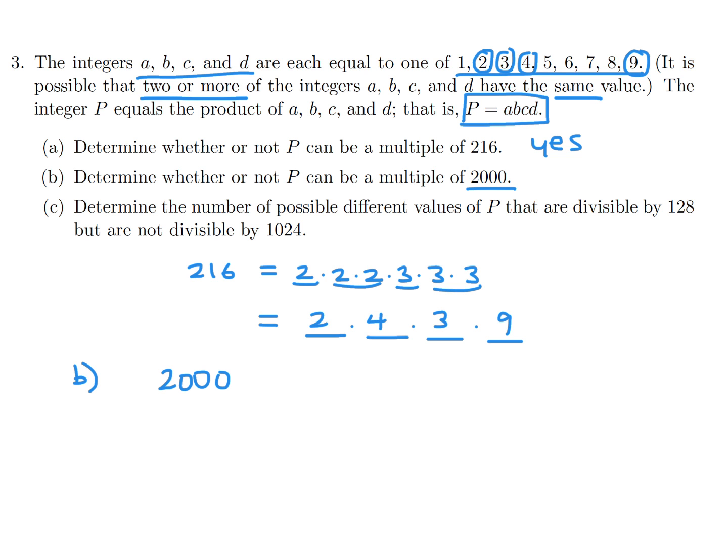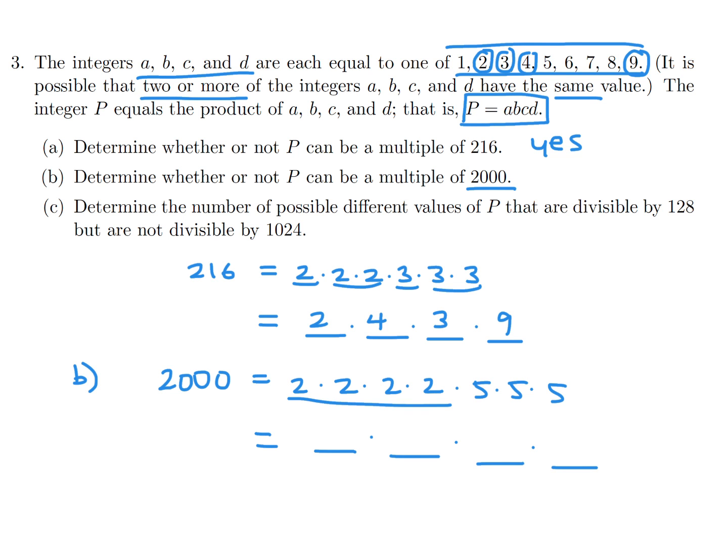2000. Okay, so same kind of story. Let's do a prime factorization. So it'll be 2 times 2 times 2 times 2 times 5 times 5 times 5. Okay, now let's see if we can get this as 4 numbers from that list up there.